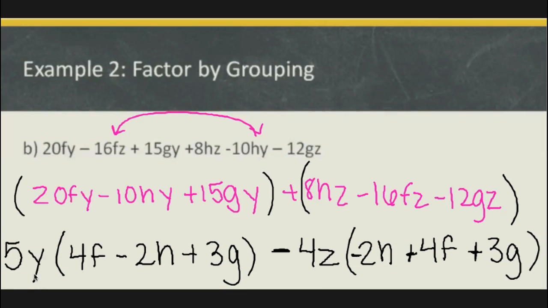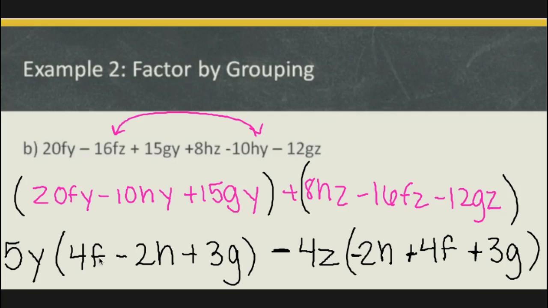So I take out a 5y, that leaves 4f minus 2h plus 3g. To get positive 4f, I'm going to take out a negative 4. So this 4f is positive because remember what's in here has to match here.